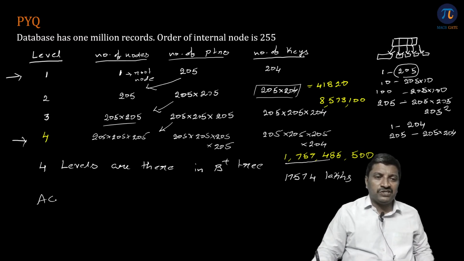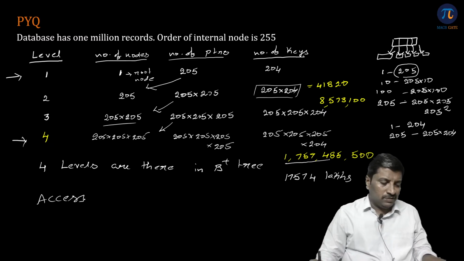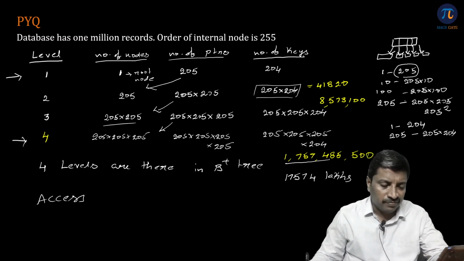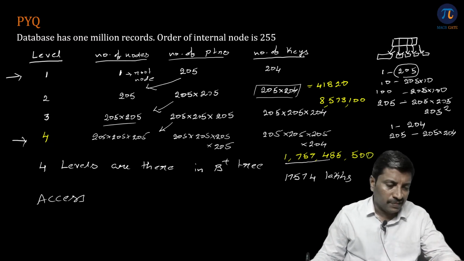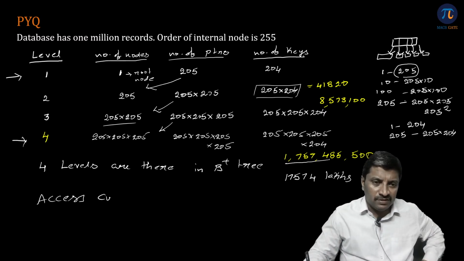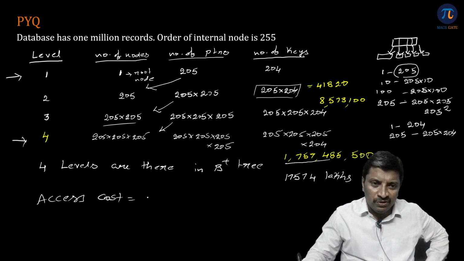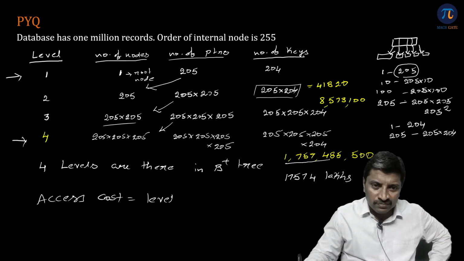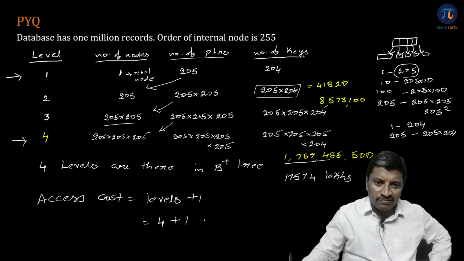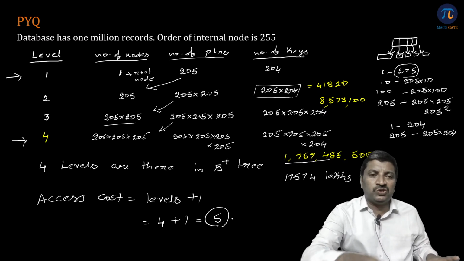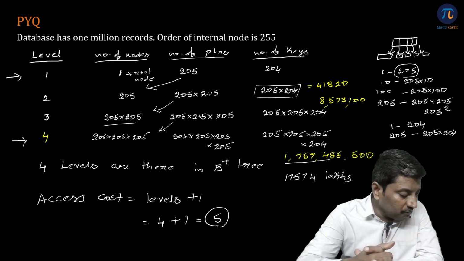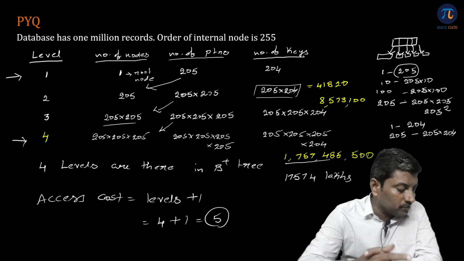What is the access cost? The access cost is equal to levels plus 1. So it is 4 plus 1, which is equal to 5. Hope you understood it. Please go through it, and if you have any doubt, please raise it in the chat box.